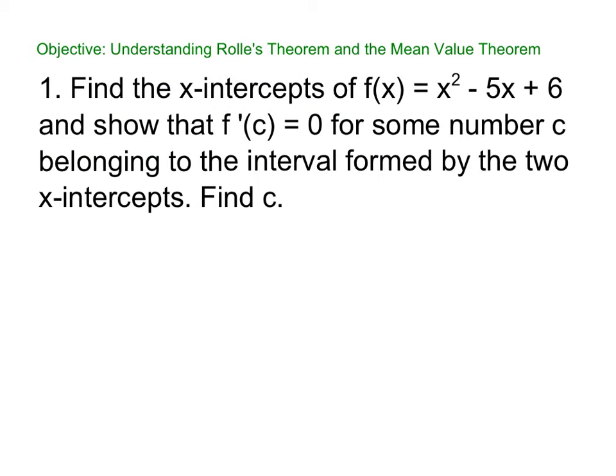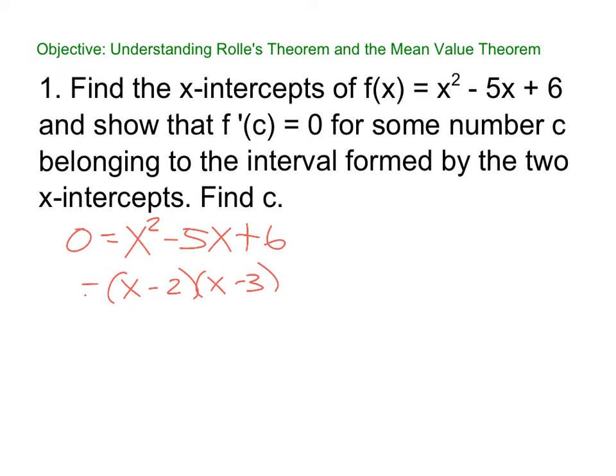All right. So find the x-intercepts of f of x equals x squared minus 5x plus 6 and show that f prime of c equals 0 for some number c belonging to the interval formed by the two intercepts, and then find c. So this is Rolle's theorem. It says find the x-intercepts. So if we set this equal to 0 and I factor, I get x equals 2 and x equals 3. So those are my x-intercepts.